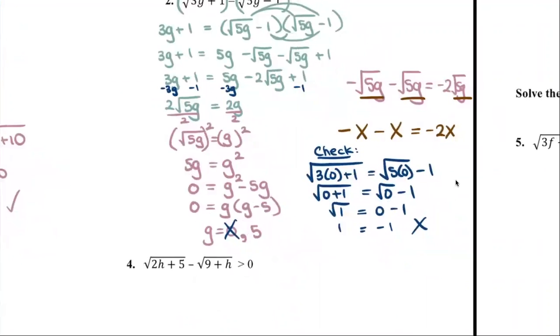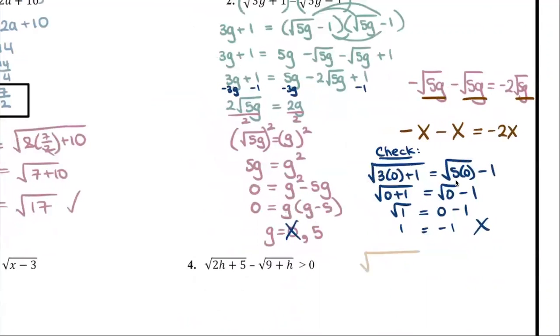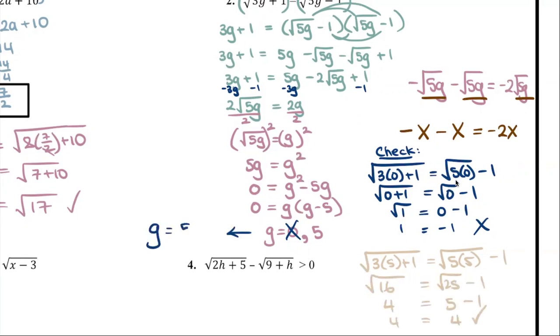So let's check 5. I do square root of 3 times 5 plus 1, and see if that's equal to square root of 5 times 5 minus 1. That gets me rad 16, which is 4. That gets me rad 25, which is 5, minus 1. So that equals 4. All right, so that one checks out. Awesome. So one of them worked, which is great. So I have a final answer then of g is equal to 5. Box it. Final answer.